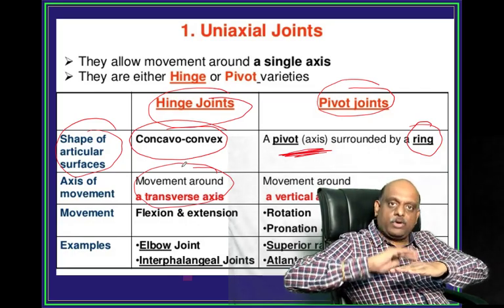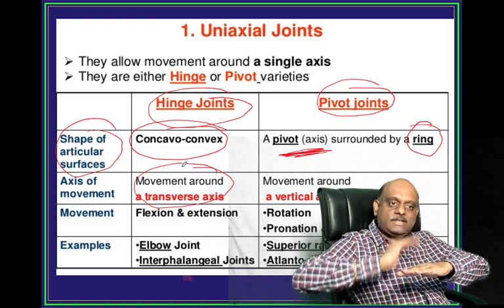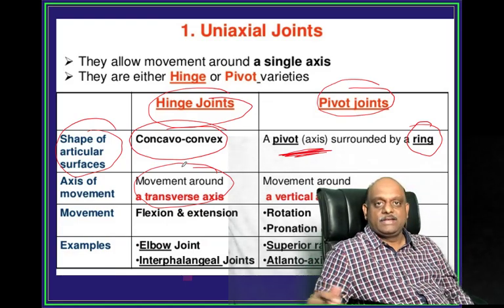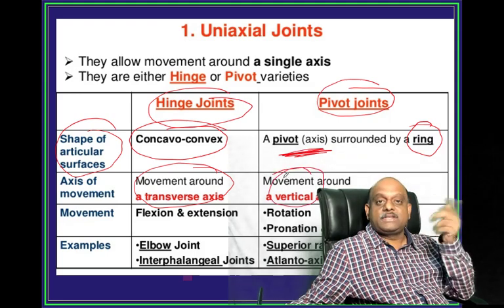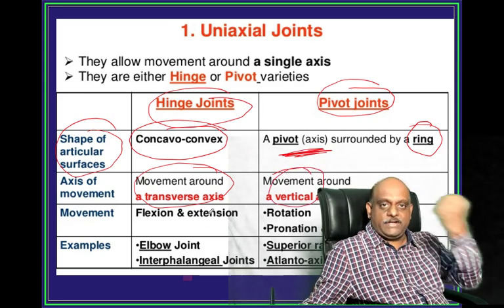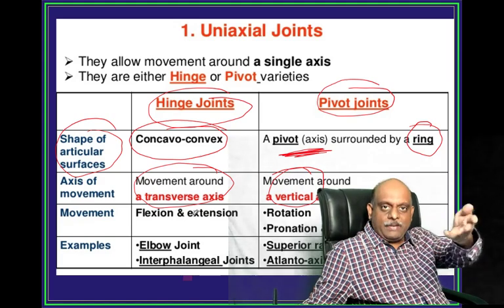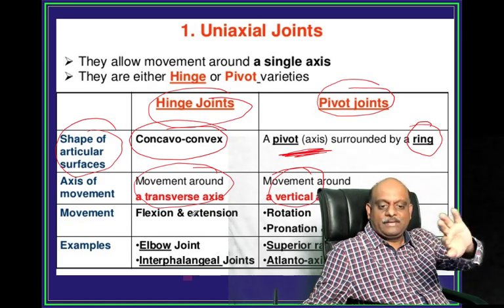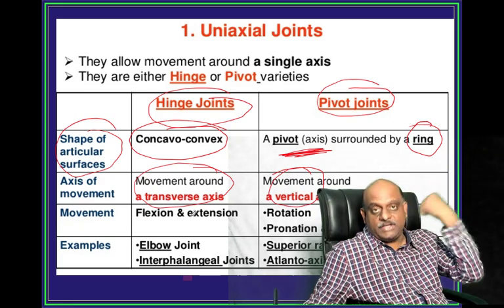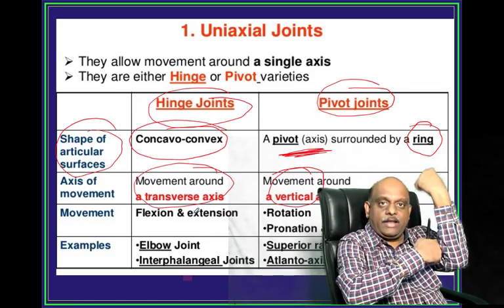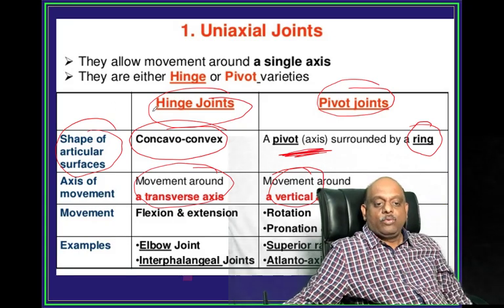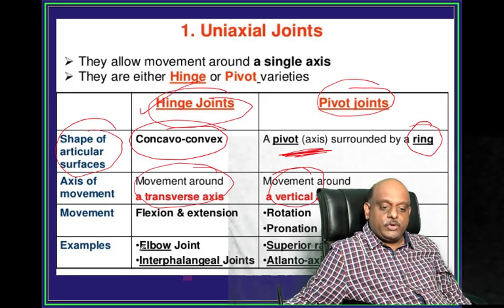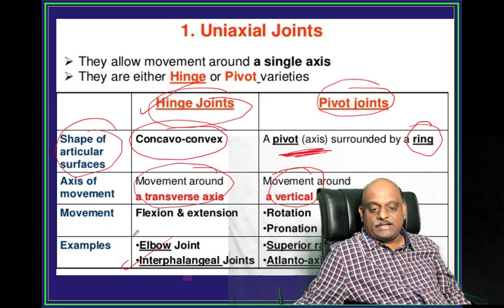Like a book, the pages of a book, how are they? They are like a hinge. Whereas pivot is around a vertical axis. So if you are doing flexion and extension, then it is happening around a horizontal axis, and that is a hinge joint, like the elbow joint or an interphalangeal joint.